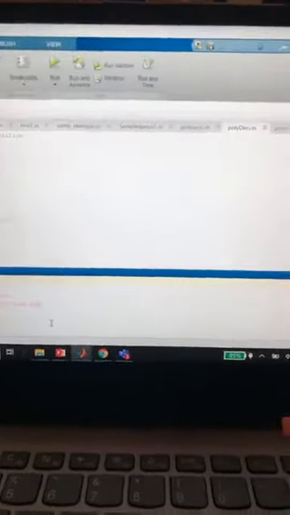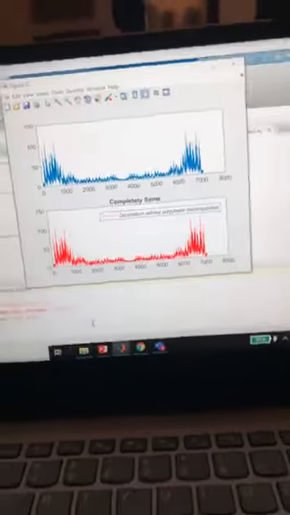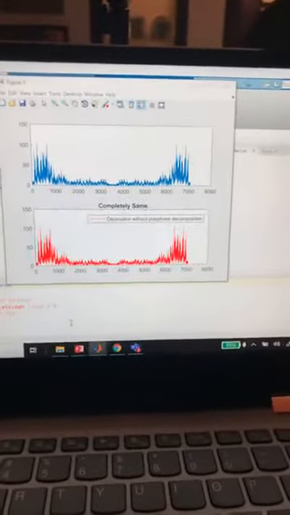Okay, and so this is the spectrum after decimation. You see that the pi by 2 goes to pi, and this is what you have.